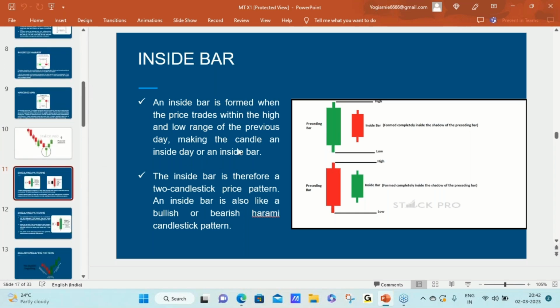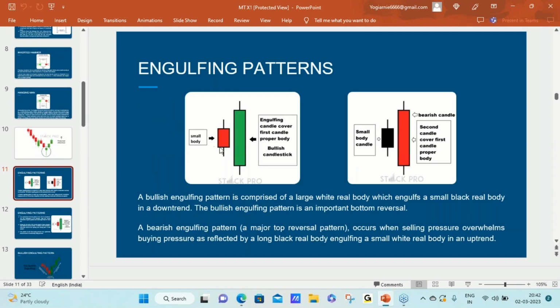So in bullish engulfing, a red candle should be engulfed by a green candle. That's how there will be pure dominance of buyers. Right. In bearish engulfing, green candle should be engulfed by a red candle. That indicates sudden dominance of sellers. That's how it will fall.